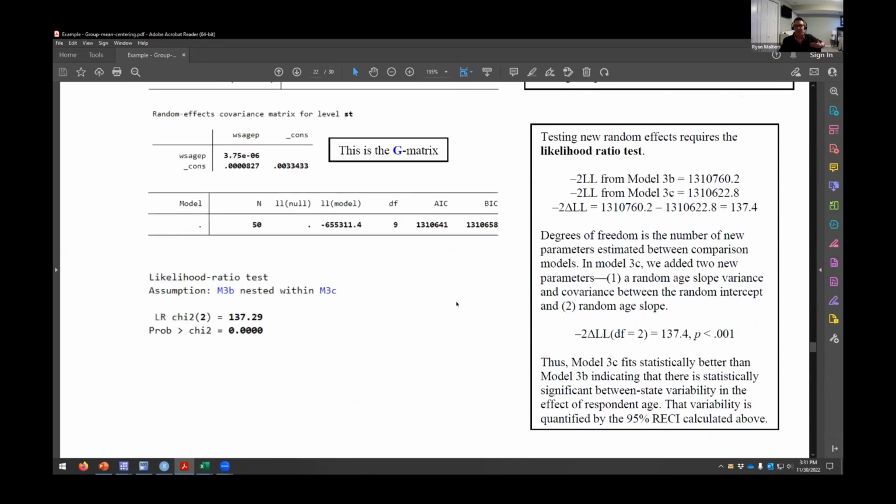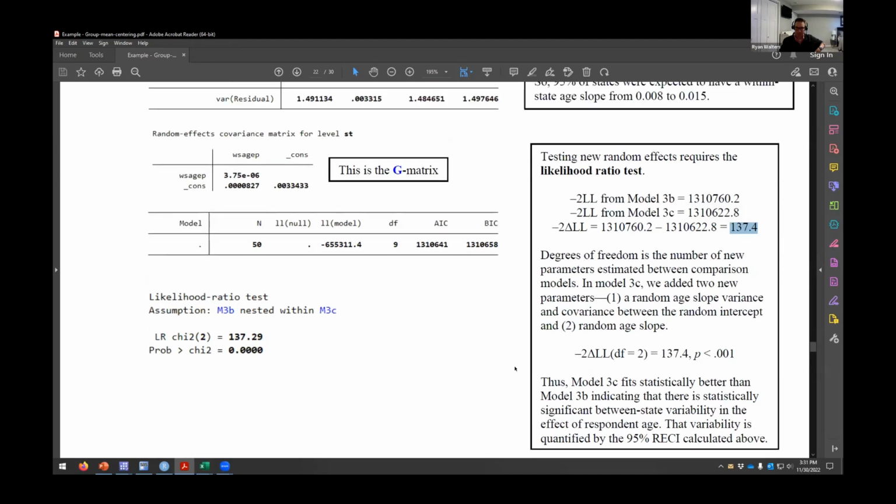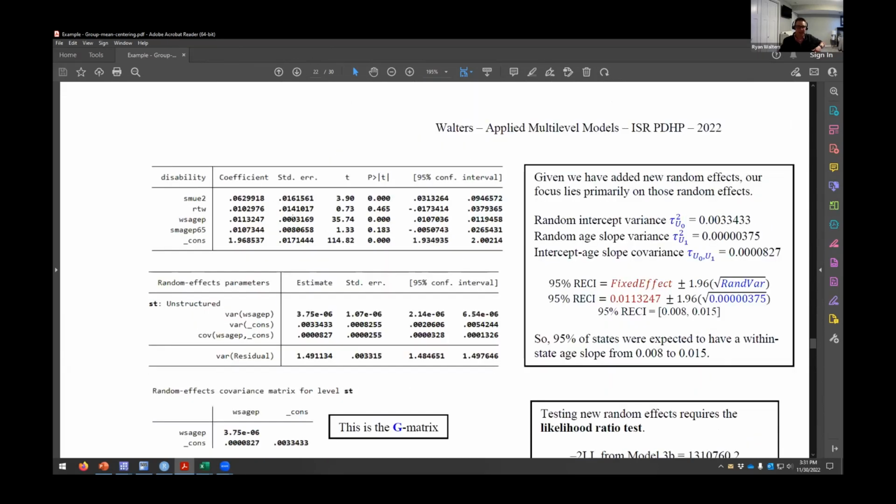The question becomes, do states need their own within state age slope? Here's our negative 2 log likelihood from model 3B compared to model 3C. We have 137.4. That is statistically significant. Again, likelihood ratio test can be asked from Stata and R directly. Again, p-values can't be 0. So this is statistically significant. This indicates that this effect of within state age of 0.011 does not adequately describe that effect in all states. There are between state differences in the size of that effect.